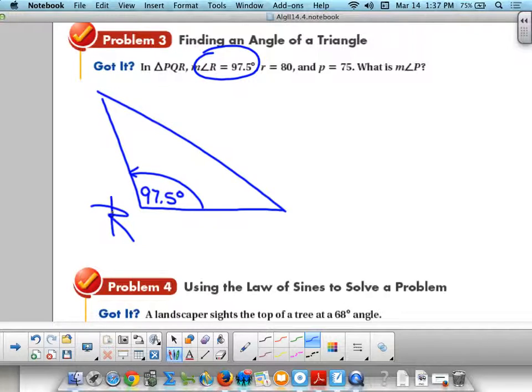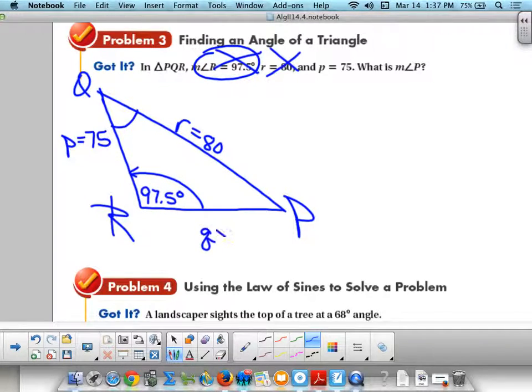Right now you've got at least that much. Angle R is 97.5. Then straight across would be what? 80. Okay, I've taken care of this. Side P is 75, but where's angle P? Put Q on the top and P on the bottom. Which would mean this would be 75. So what I don't know is Q.